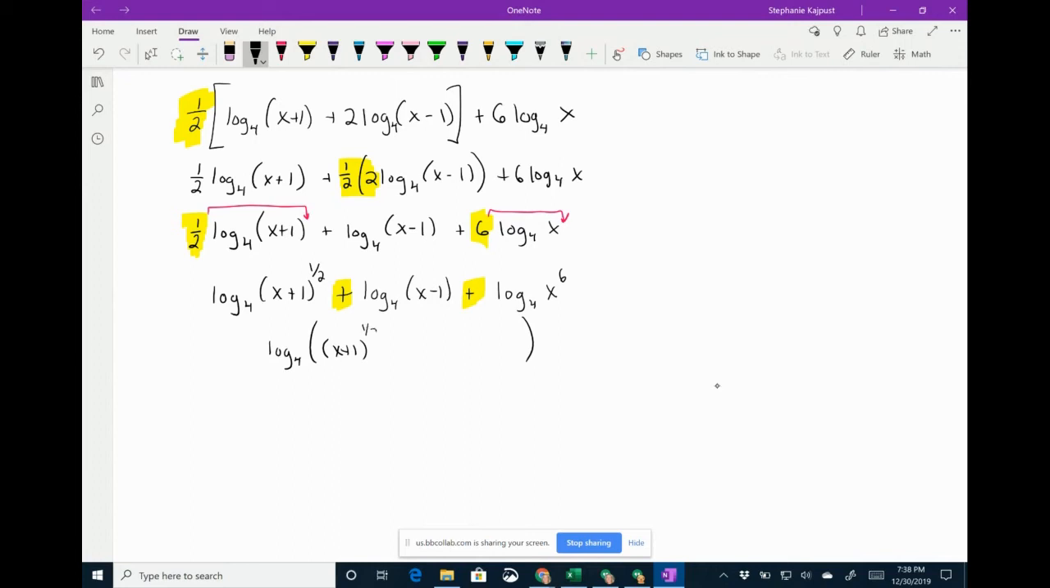to the 1/2 power, times the x - 1, times the x to the 6th. And so now it's a really nasty looking thing, and we can convert that 1/2 power to a square root.